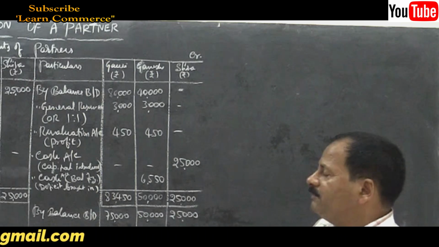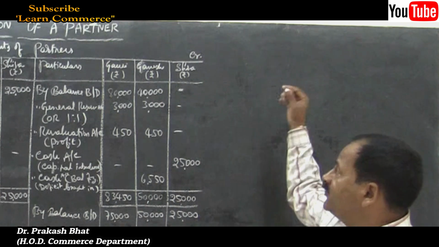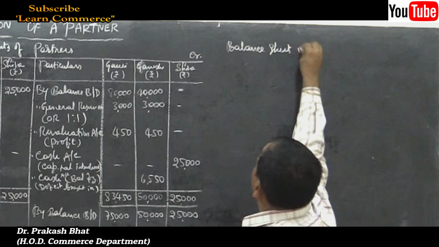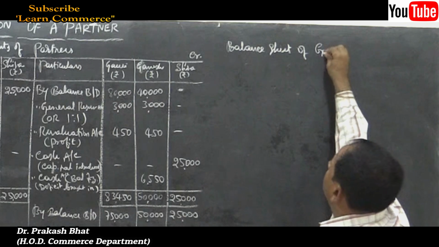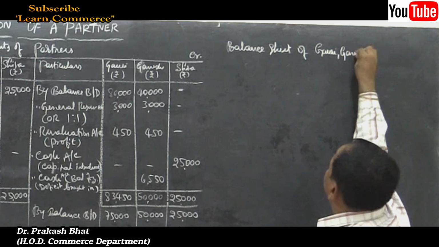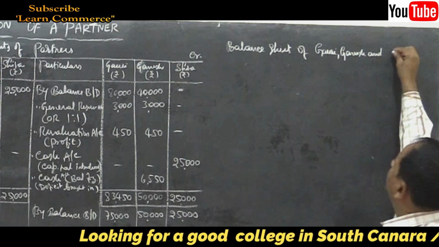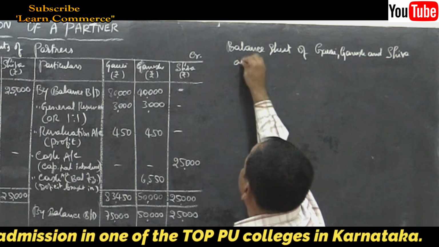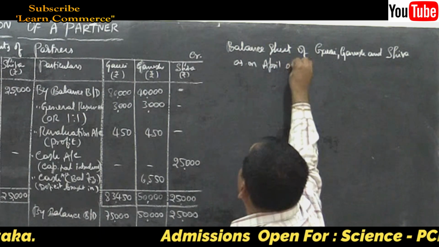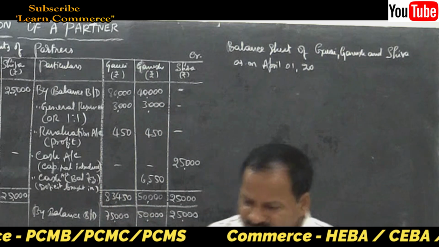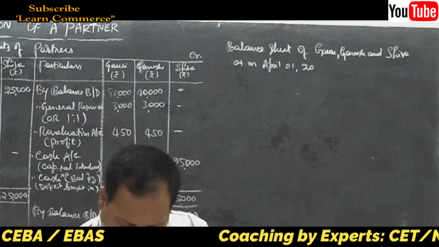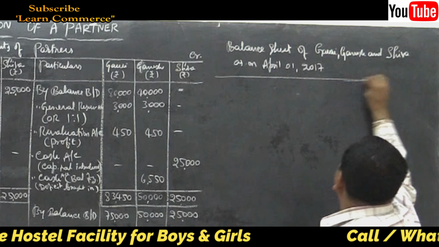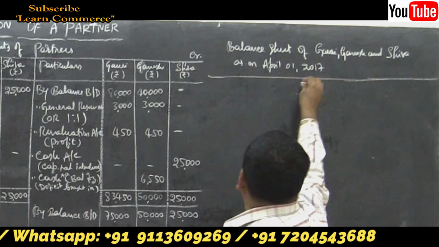This is how you have to solve a problem whenever capital adjustment is there. Now let us move on to the last part, balance sheet of Gauri, Ganesh and Shiva as on April 1st, 2017, yes, it is 2017. Draw the balance sheet.